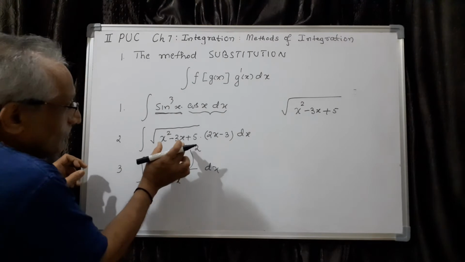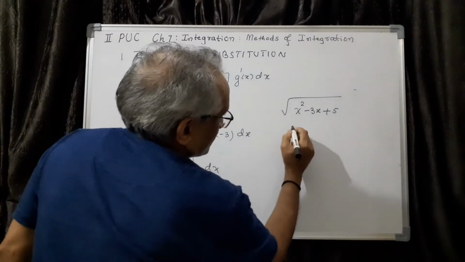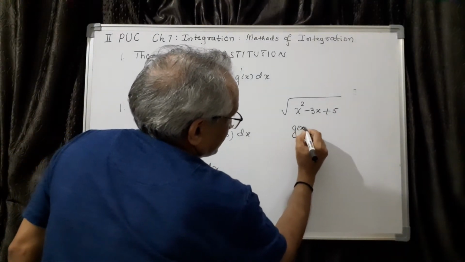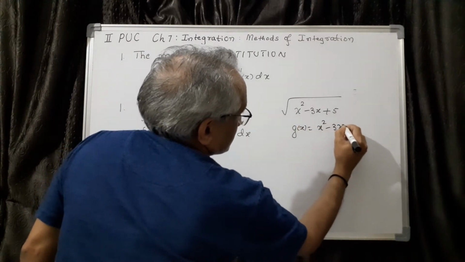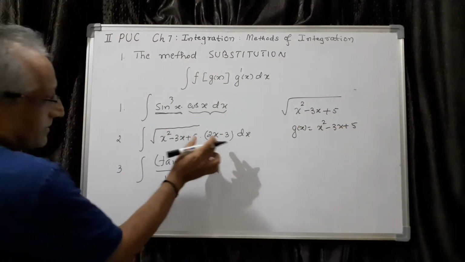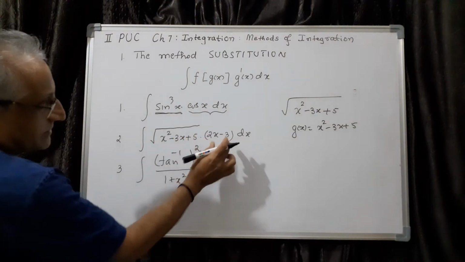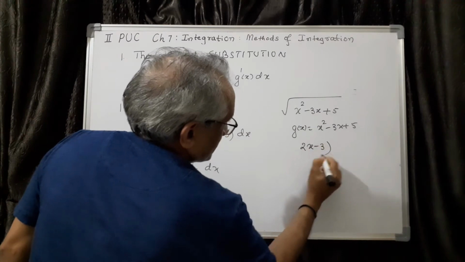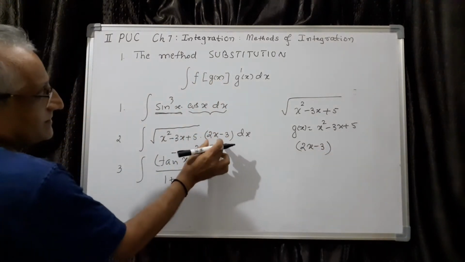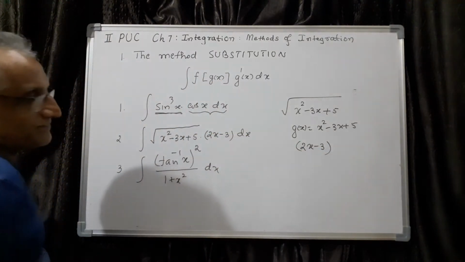So now, what is g of x here? That is what you have to identify. g of x here is this function, x square minus 3x plus 5. Now look here, 2x minus 3 is given. When you differentiate this one, you get 2x minus 3. So this is g dash x, then dx.